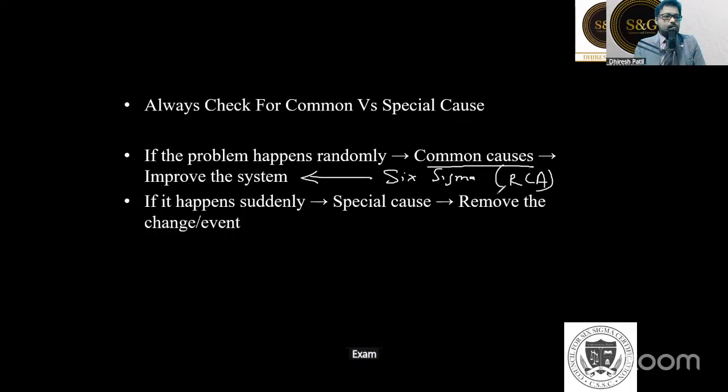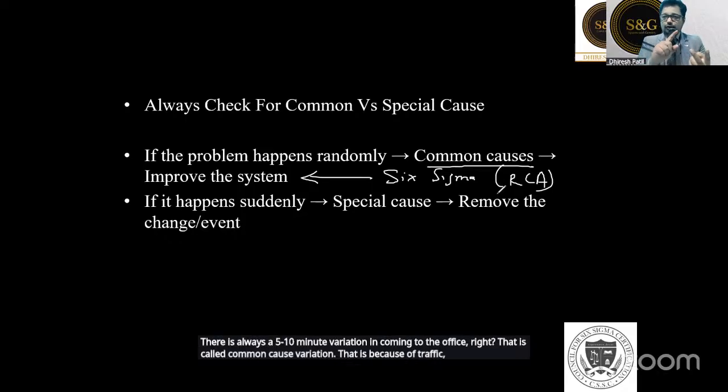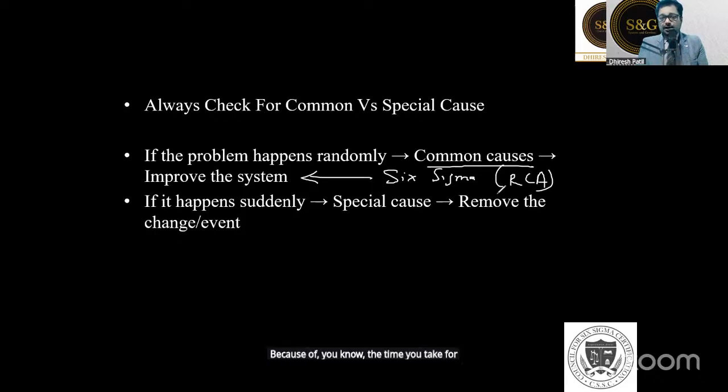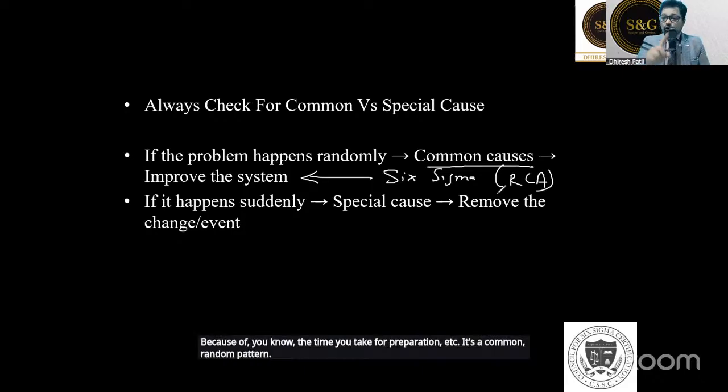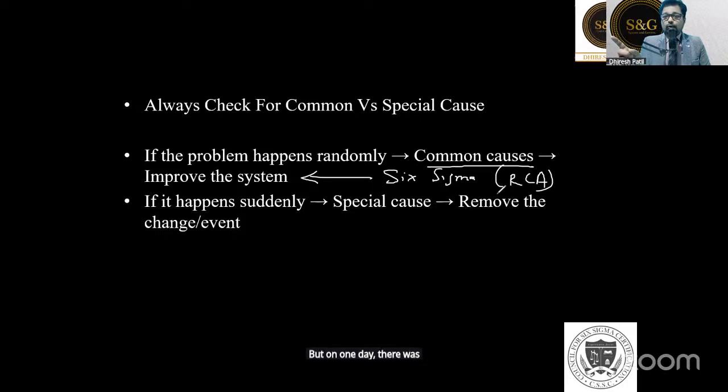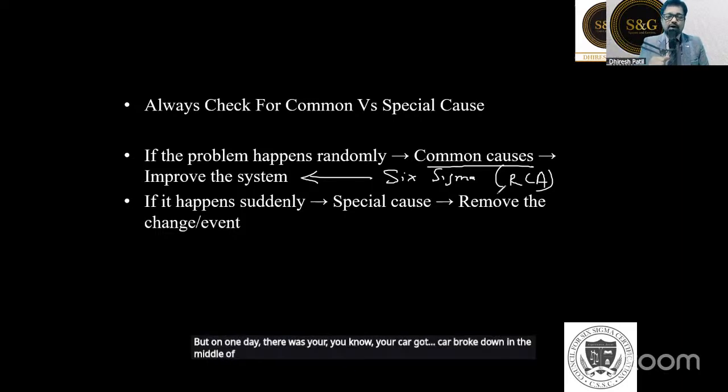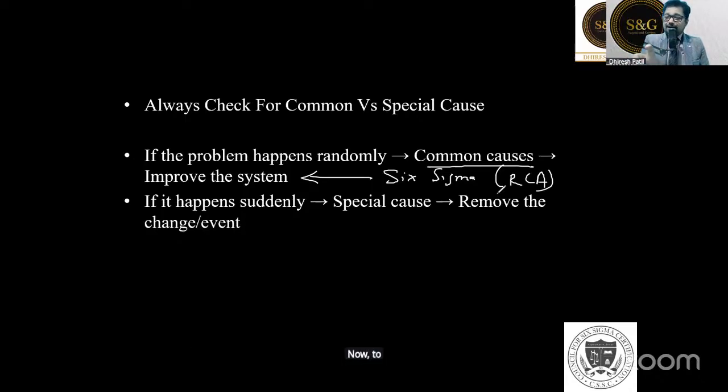Let me give an example. Let's say while coming to the office, there is always a 5 to 10 minute variation in coming to the office, right? That is called common cause variation. That is because of traffic, because of the time you take for preparation, etc. It's a common random pattern. But on one day your car broke down in the middle of the road and you came late by 1 hour. That is a special cause. To identify the special cause does not require any big brainstorming. It's clearly evident. Your car broke down. That's it. So you fix that immediately.